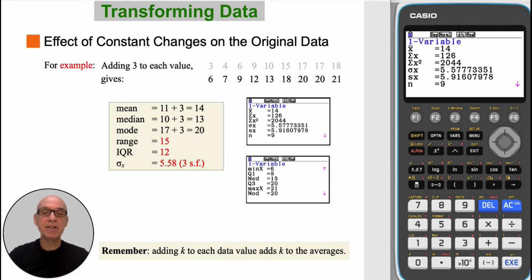So adding 3 to each data value gives a new data set with a mean, median, and mode all increased by 3, but a range, an interquartile range, and a standard deviation which are unchanged.